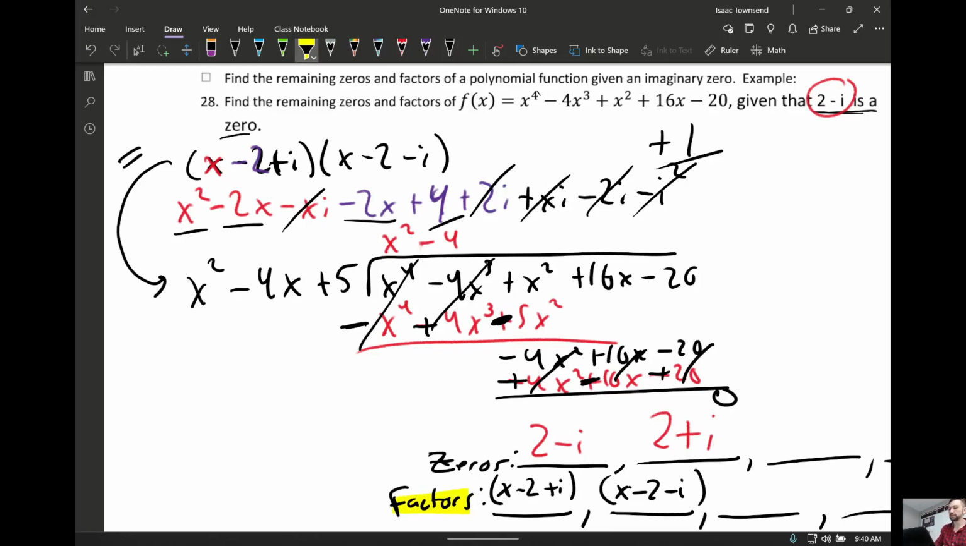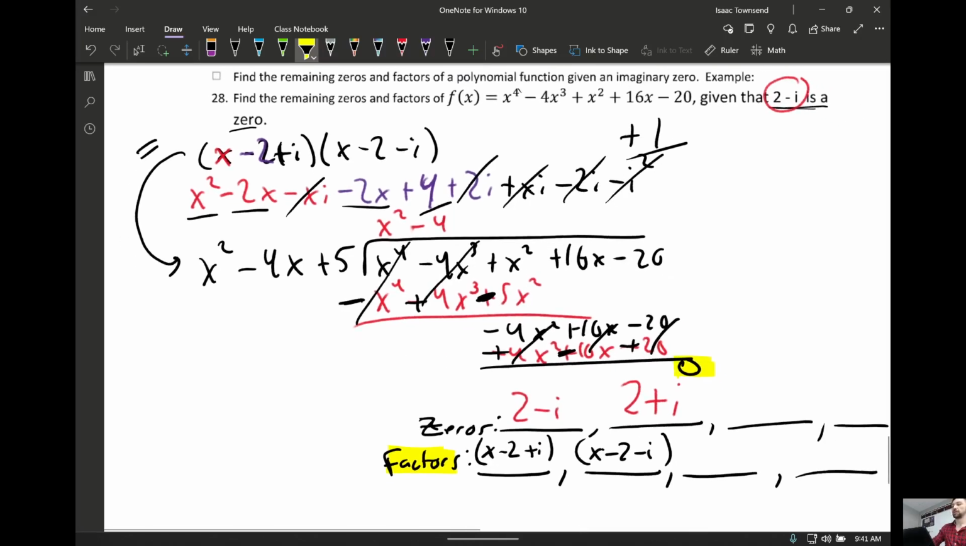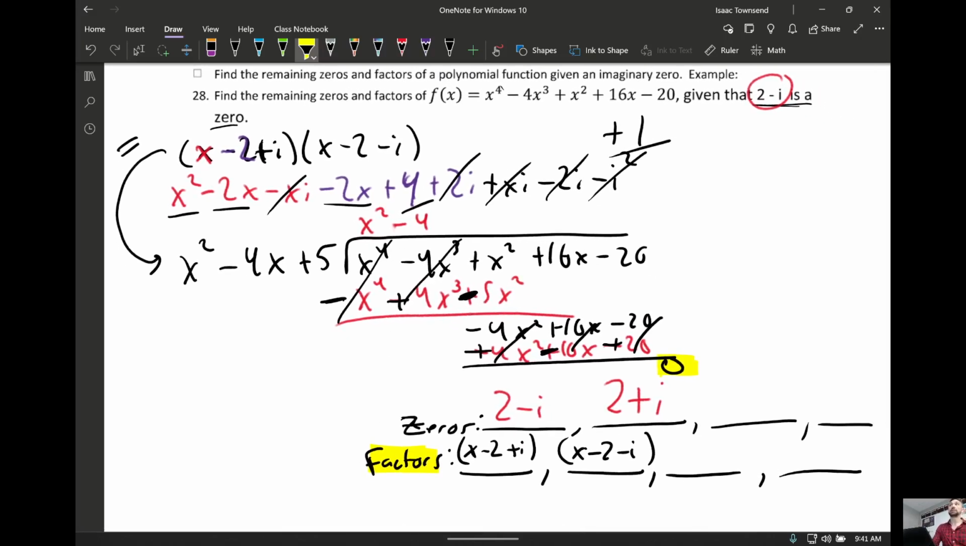What it means to be a factor is that it divides into it evenly. So it's understandable that it's hard not to make an arithmetic mistake within this or this, but we know that it's supposed to go into it evenly, so we've got a little bit of a check. If that wasn't true, we need to keep working.